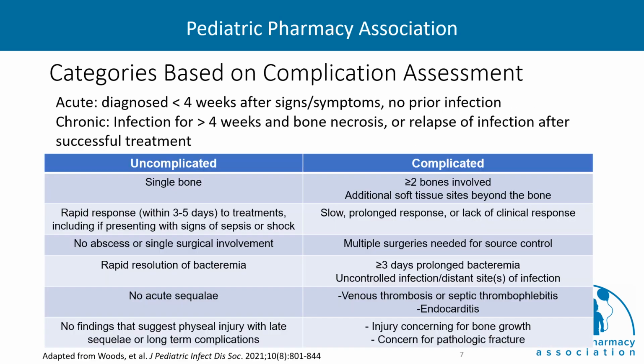Now, in the guidelines, they also break patients down based on complication, or how severe the infection is. One important thing to know is one definition that is out there is differentiating acute versus chronic. So acute means that the patient was diagnosed less than 4 weeks after signs and symptoms and they hadn't had a prior infection. Chronic, they've had the infection for more than 4 weeks, bone necrosis is there, and there may be relapse from a prior successful treatment. So just so you know, whenever you see a patient, you can do it based on severity and also whether it is acute or chronic. In the guidelines, they do go over uncomplicated and complicated.